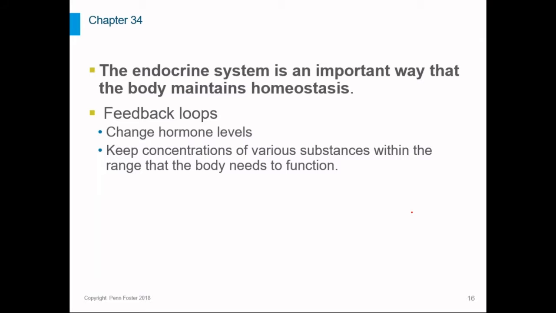The endocrine system is an important way that the body maintains homeostasis. Feedback loops result in the production of more or less hormones to keep concentrations of various substances within the range that the body needs to function.